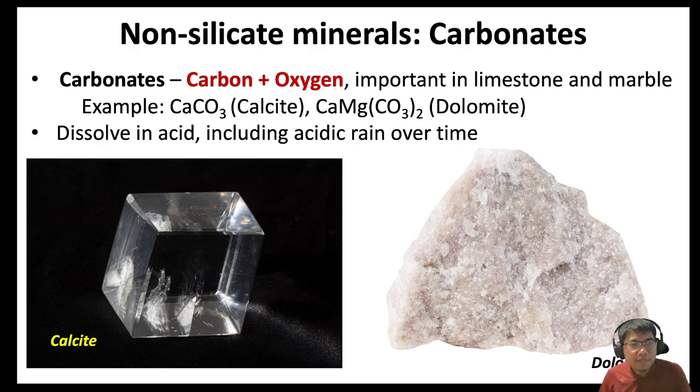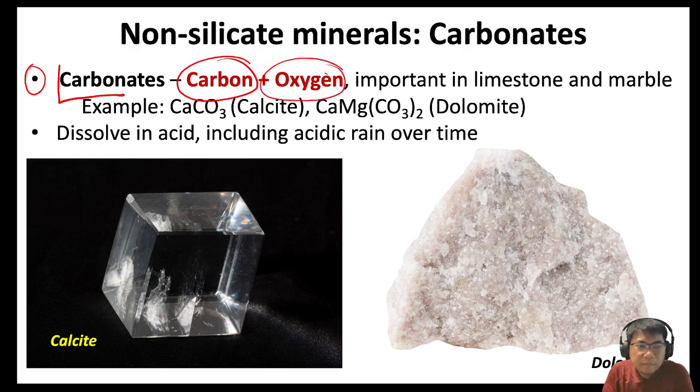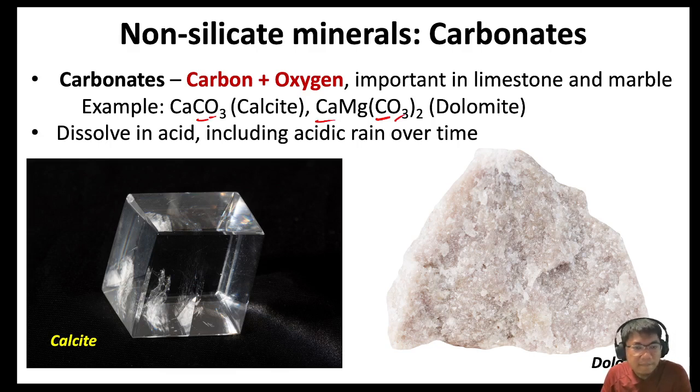The next minerals that I would like to talk about are called carbonates. Carbonates, as you can see from the name, have carbon and oxygen. As you can see here, these are examples of carbonate. We have carbon and oxygen for calcite. We have carbon and oxygen for dolomite. So these are examples of carbonate minerals.